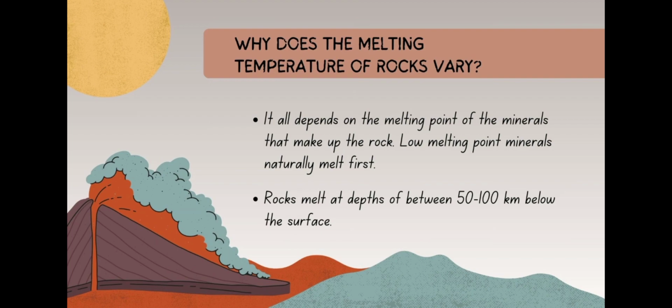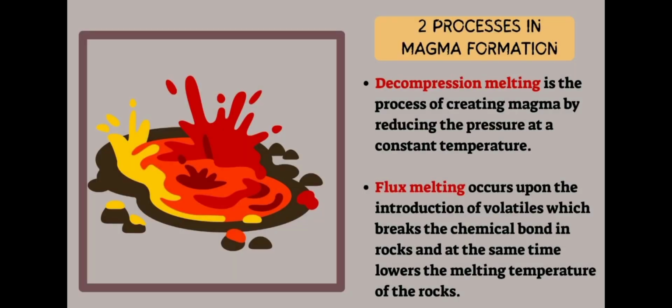So now there are two processes in magma formation. The first one is decompression melting, and the second one is flux melting. Decompression melting is the process of creating magma by reducing the pressure at constant temperature. It occurs when pressure on hot mantle rock is reduced as it rises towards the Earth's surface. As the rock ascends, the drop in pressure lowers the melting point of the minerals, leading to partial melting.